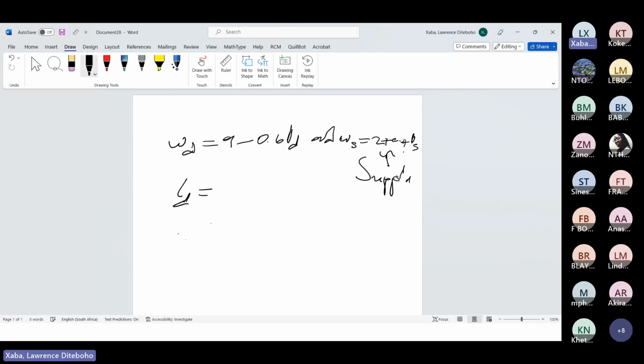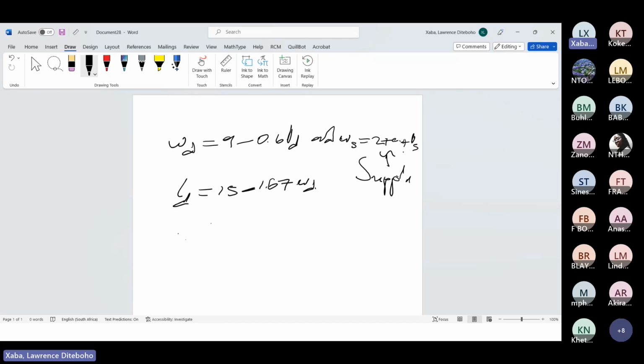So what do we do now? We have to divide 9 by 0.6, then we have 15. This is positive. Then when it moves to the right hand side, it becomes negative, but now it's going to be 1 divided by 0.6. Then we know that we have negative 1.67 W subscript D. This is after transformation.